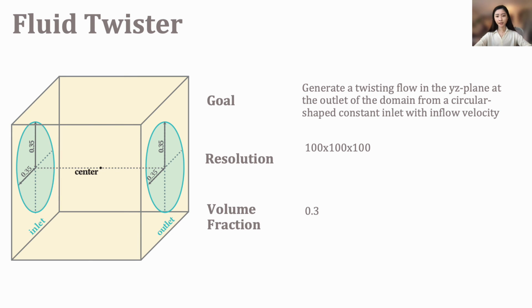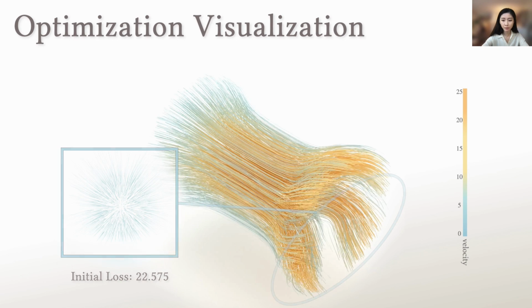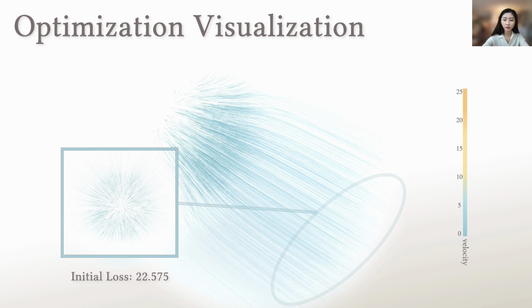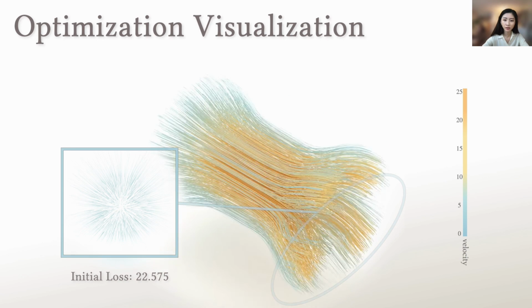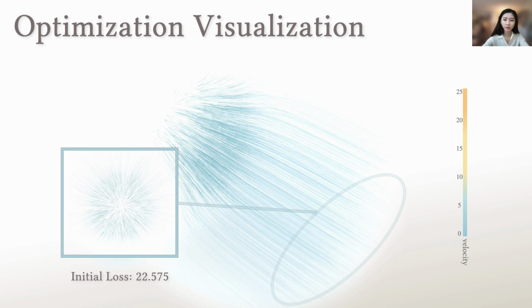Finally, we present a device that can twist a constant straight flow from a circular shaped input into twisting flow. We run the optimization under a resolution of 100 cube, meaning there are 4 million design parameters in the framework. We set the volume fraction to be 30%. Here, we visualize the optimization intermediate iteration using the streamlines of the velocity field. The inset shows the velocity field used from the outlet. We see that after optimization, the device successfully generates a twisting flow.